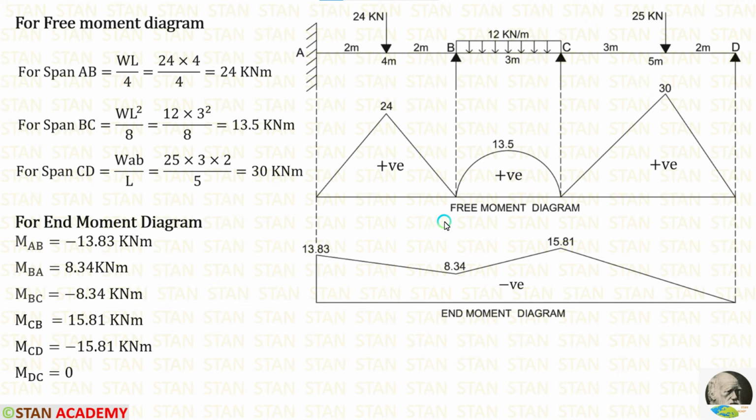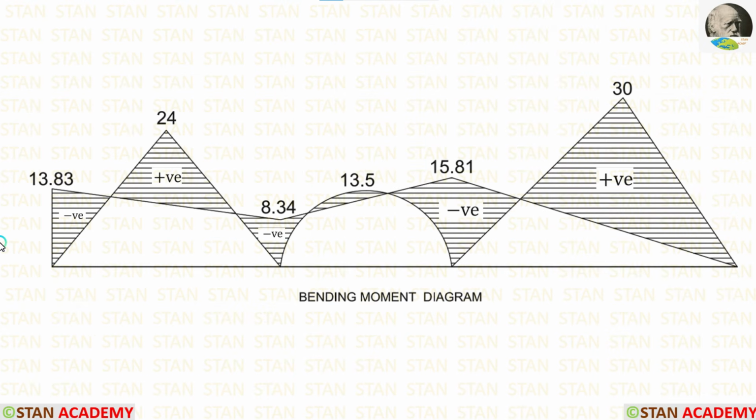Now let us combine the free moment diagram and end moment diagram. Wherever they are acting alone, without mingling with each other, we have to mark the values with the sign. Here end moment diagram is acting alone. Here free moment diagram. Here end moment diagram. Free moment diagram, end moment diagram, and free moment diagram. Wherever they are acting together, we are not marking anything. We just keep the space empty.